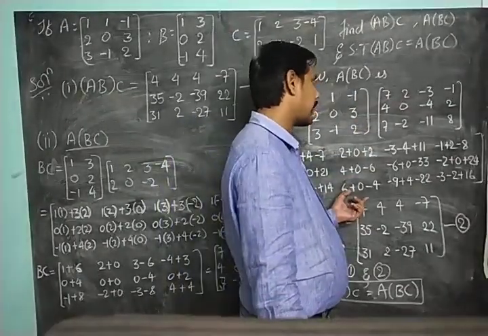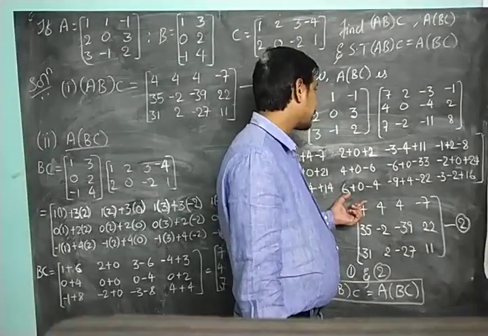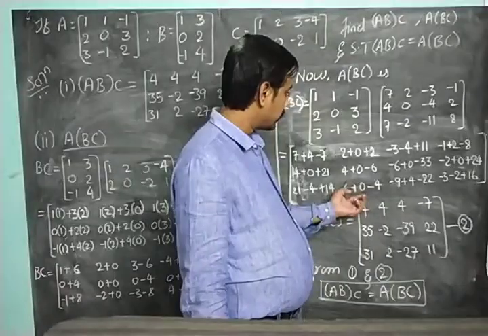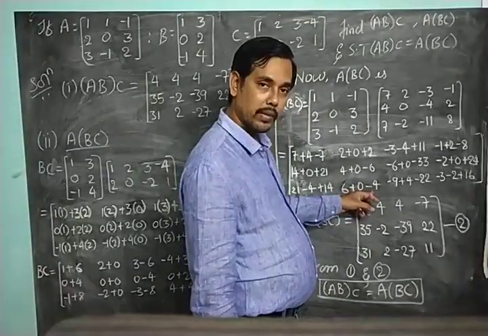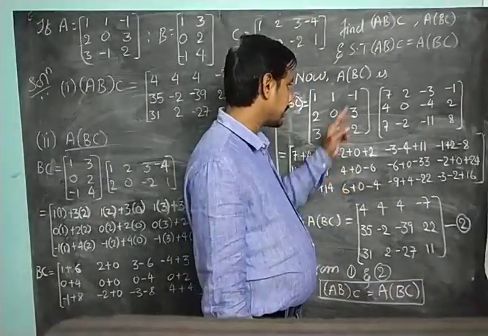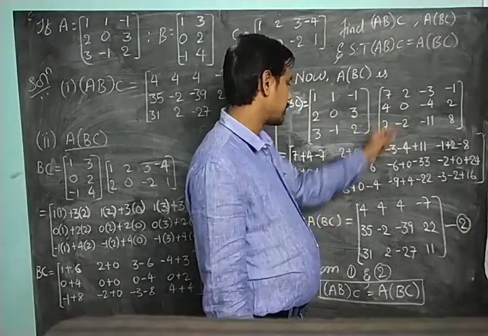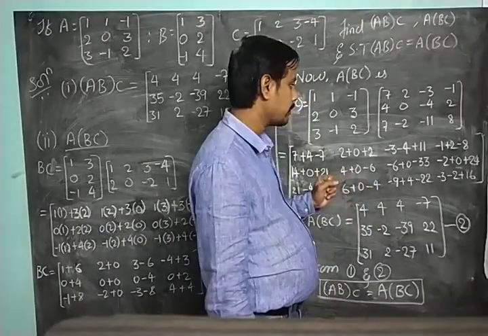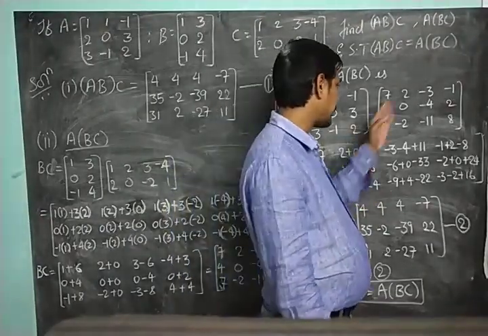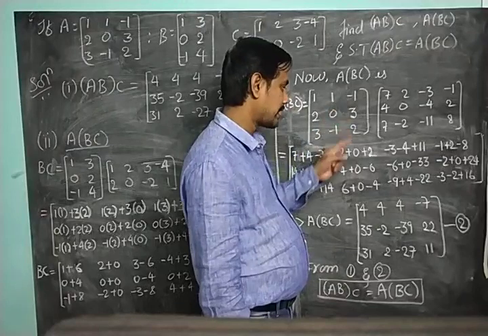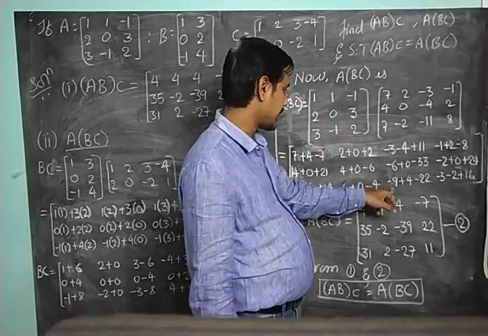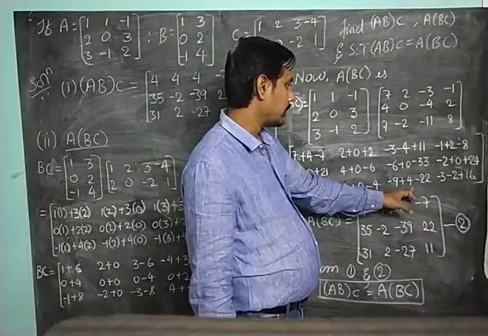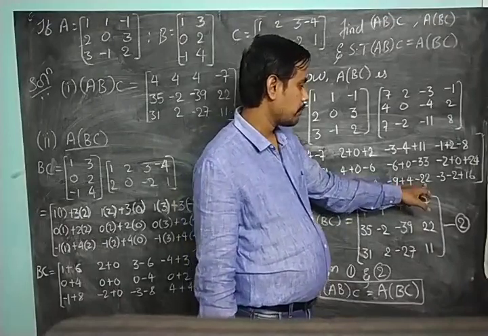Now third row multiplied by second column. 3 into 2 is 6, then minus 1 into 0 is 0, then 2 into minus 2 is minus 4. Now third row and third column, 3 into minus 3 is minus 9, minus 1 into minus 4, that is plus 4, then 2 into minus 11, minus 22.